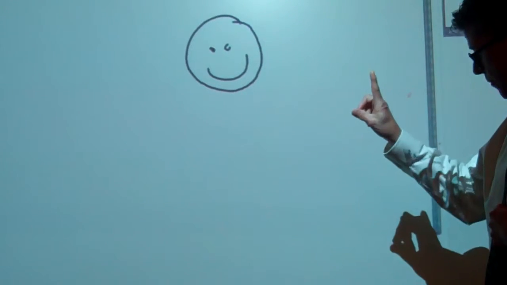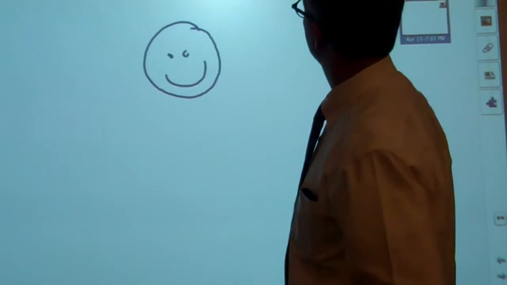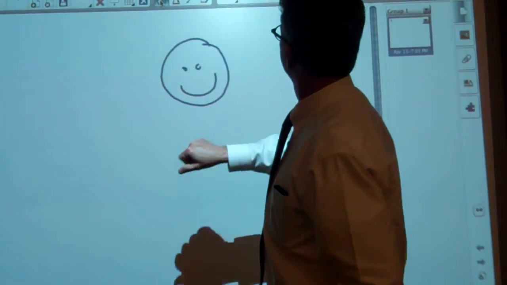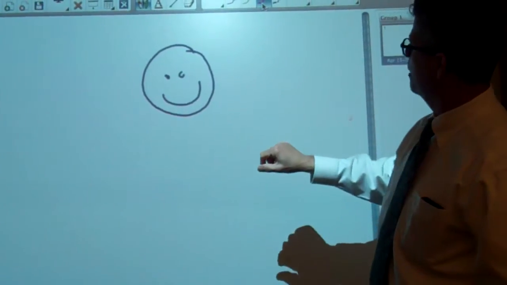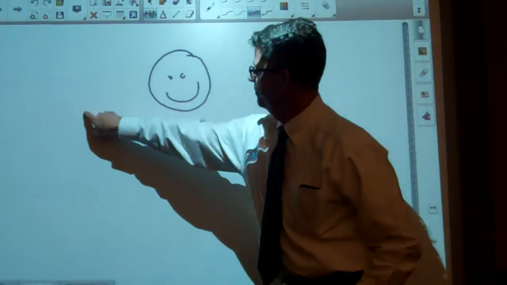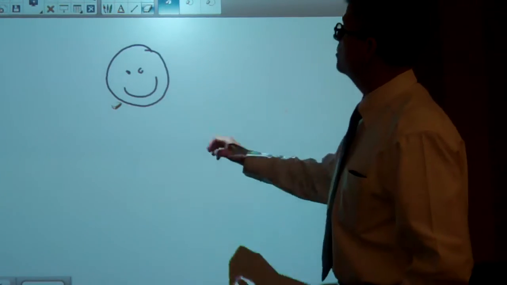You can use your finger. If you want to use your finger, you can use the tools and turn on a pen. You can choose the color you want. So I can choose a purple dotted line and just use my finger. There are other tools that you can use.